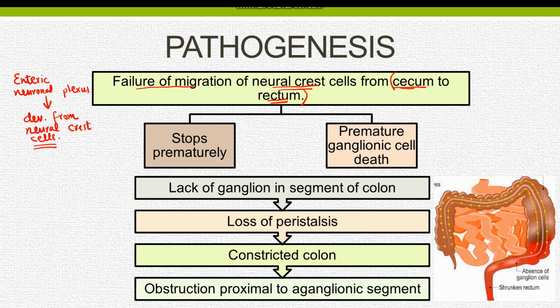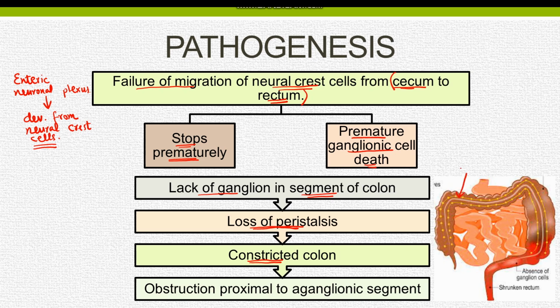The first is that the neural crest cells prematurely stop migration, and the second is that there is premature ganglionic cell death. In either case, there is a lack of ganglion in a segment of the colon, resulting in formation of an aganglionic segment of colon, which means there is absence of the neural plexus within the wall of the colon, and hence there is loss of peristalsis. The affected segment becomes constricted.